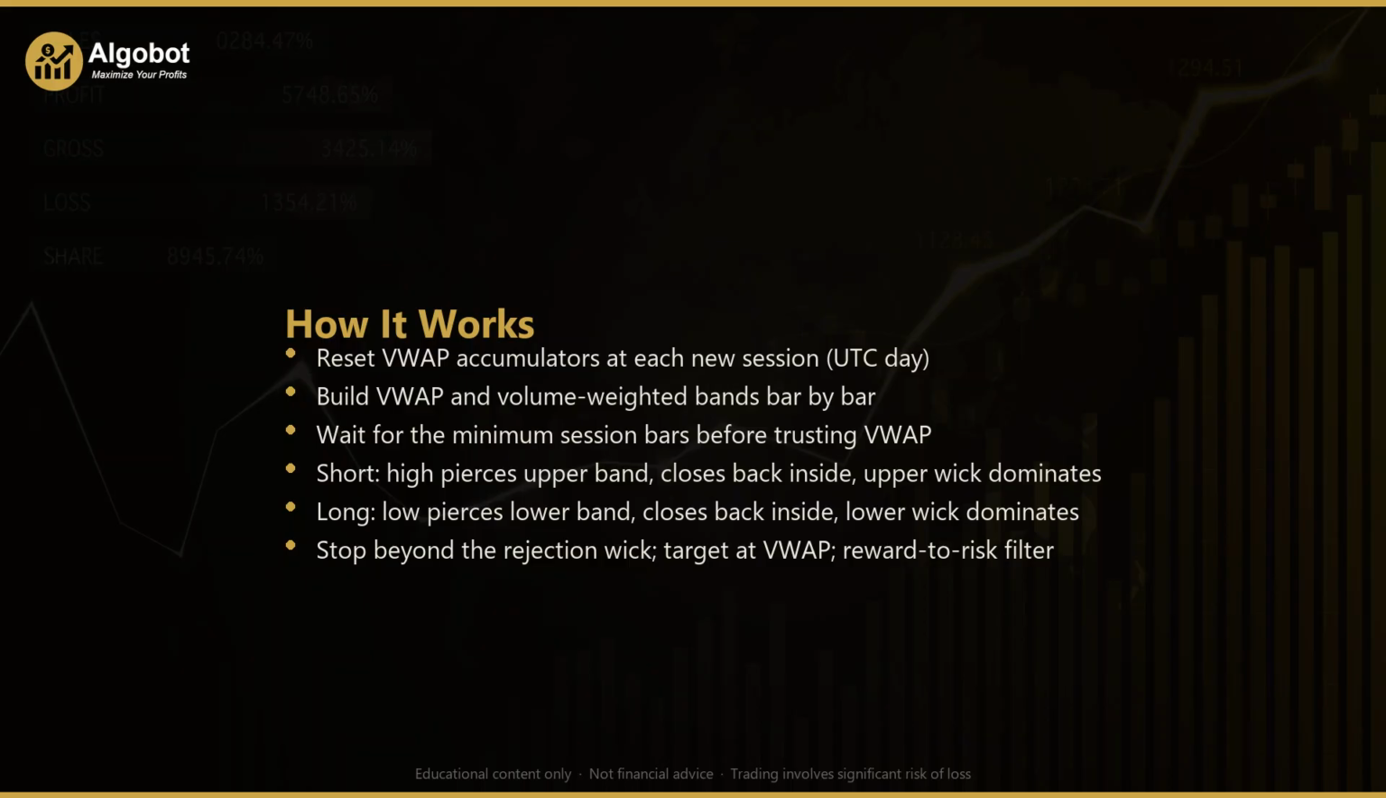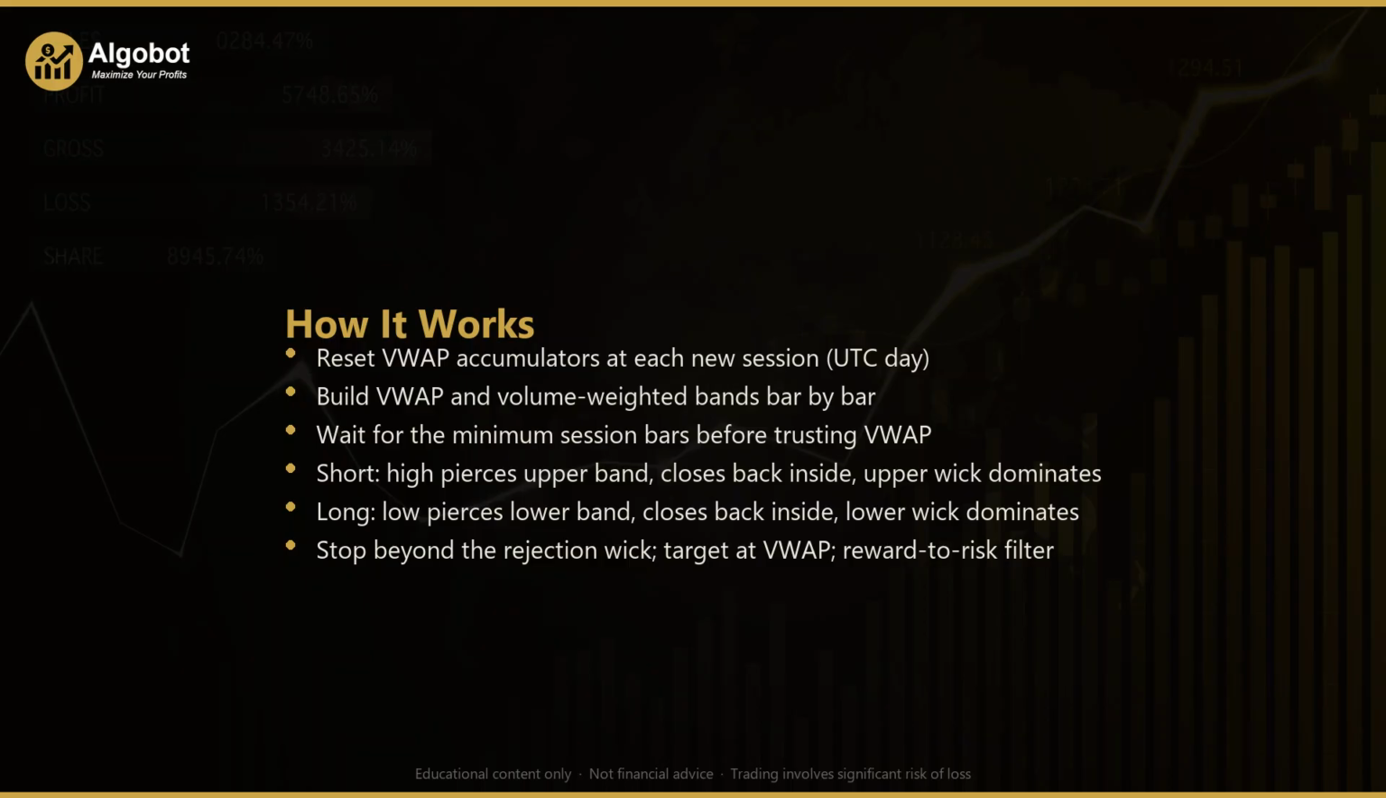For a short, the just closed bar must have a high that pierces the upper band, but a close that finishes back below it, and the upper wick must make up at least the minimum wick ratio of the bar's total range. That combination says price stretched above fair value, was rejected, and snapped back inside. The EA then signals a sell. Its stop loss is placed just beyond the rejected high, with a small point buffer, and its take profit is VWAP itself, the fair value the strategy expects price to return to.